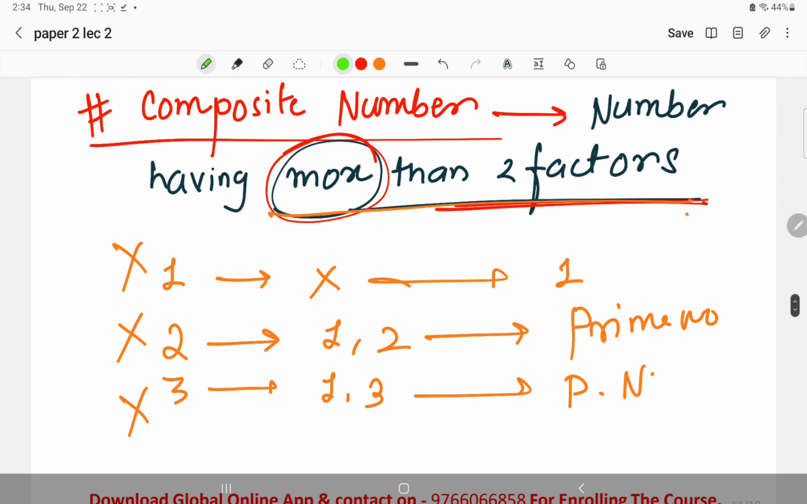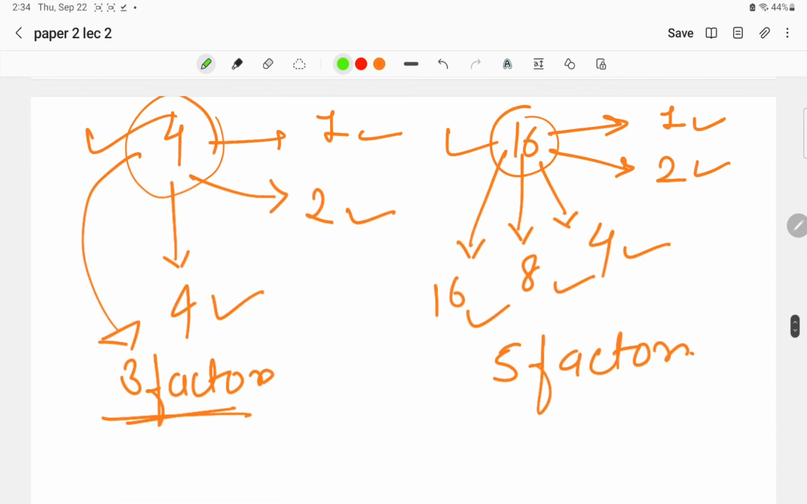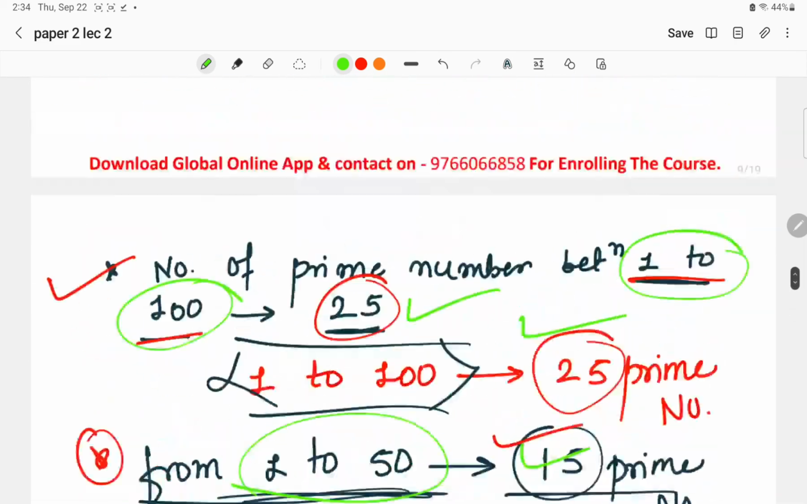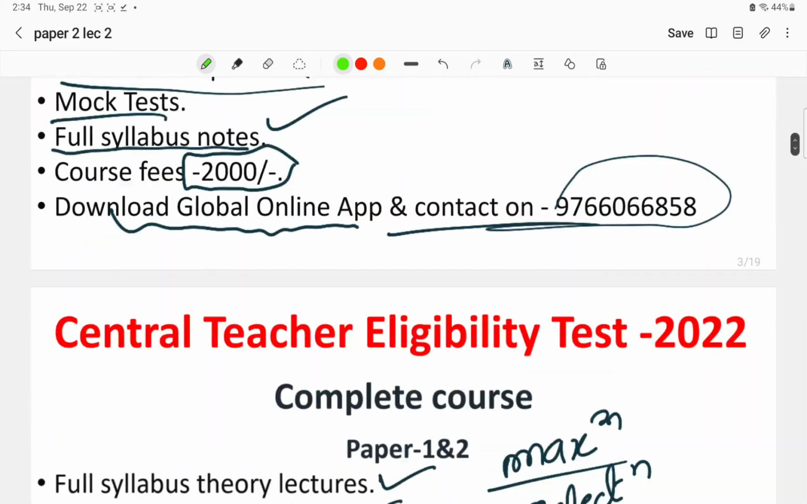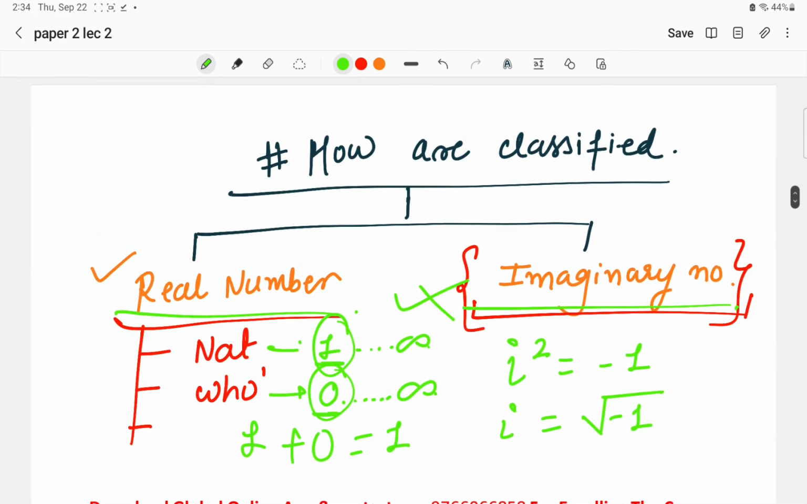Next, we have seen the composite numbers, which are numbers having more than 2 factors. So 1 is neither a prime number nor a composite number. 2 is a prime number but not composite. 3 is a prime number but not composite. So the smallest composite number is 4. Basically it has more than 2 factors, that is 1, 2 and 4. So this was all about composite numbers, and this was the introduction to all the terms regarding the classification of numbers.